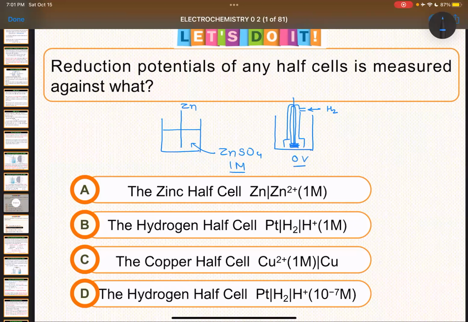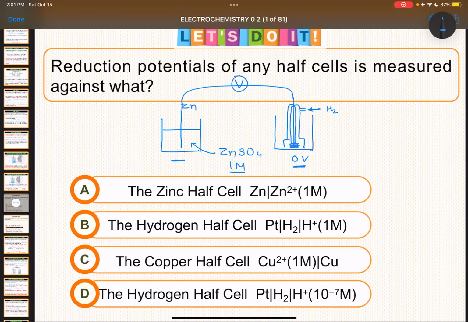You assume it to be 0 volt and you connect it. Whatever voltage you get, because this is 0, we have assumed it to be 0, it will be taken for the zinc. So that's how it is measured.